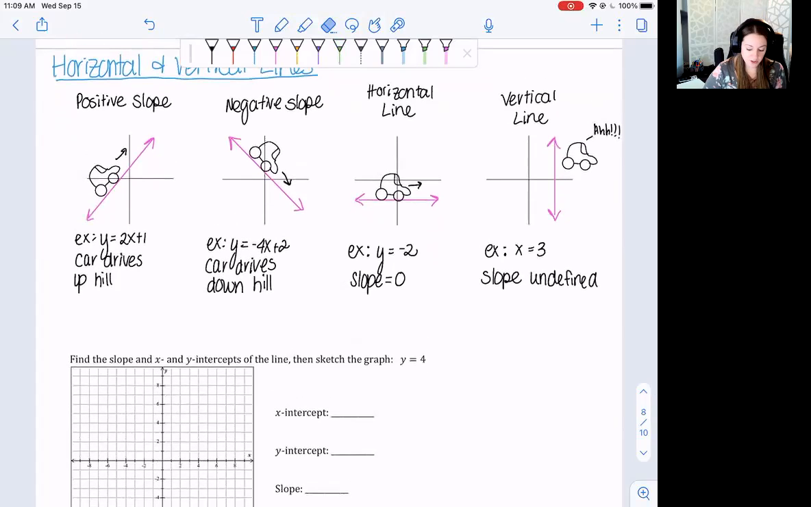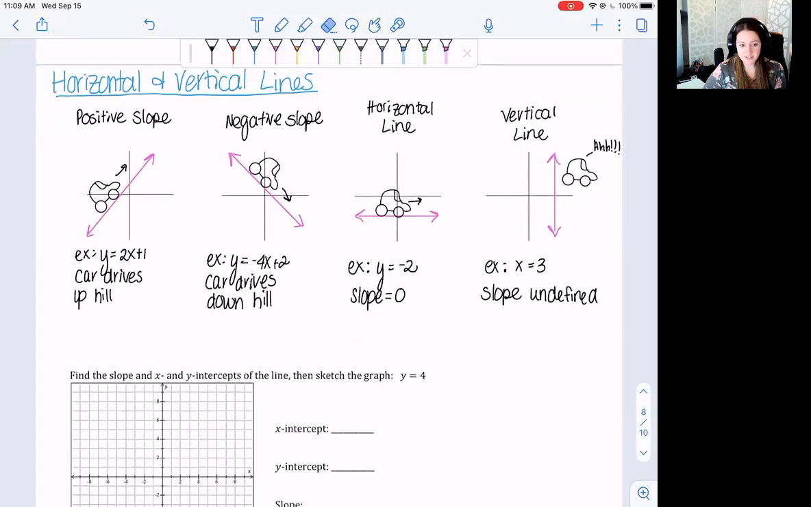So I'm going to do a few examples with horizontal and vertical lines, but are there any questions on this idea of positive slopes, negative slopes, slope of 0, slope undefined?